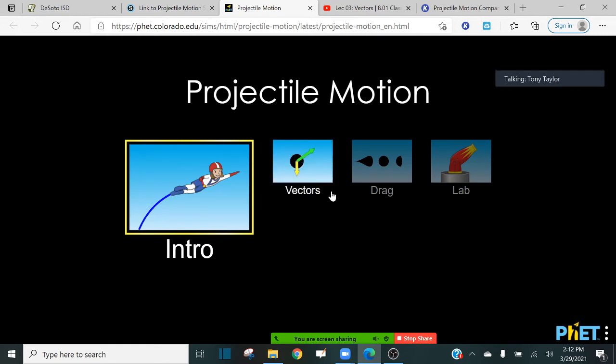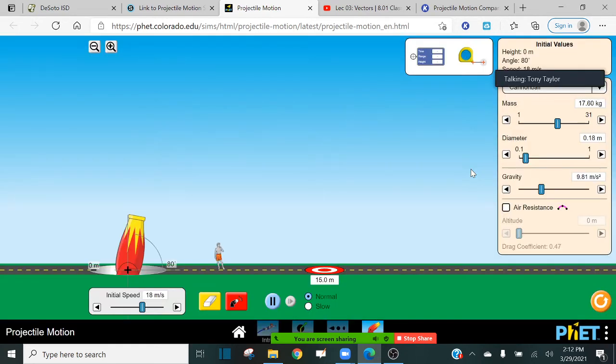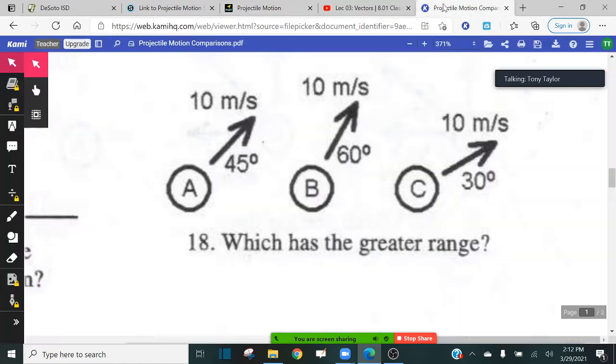So once you click on this link, you want to click on this right here that says lab. And then you can use this to help you work on your assignment. For example, look at number 18. On number 18, we're going to be comparing three different scenarios. Situation A, situation B, situation C.